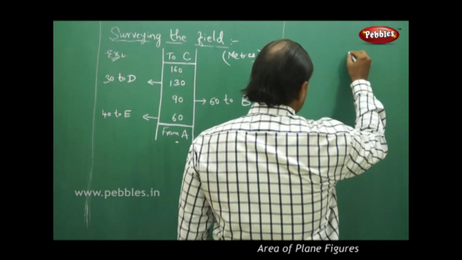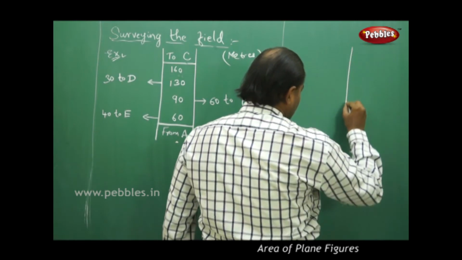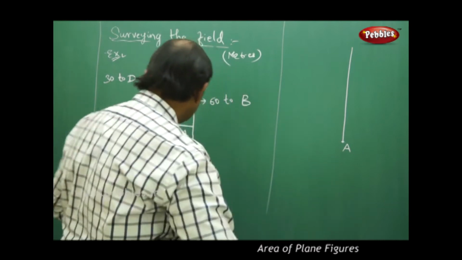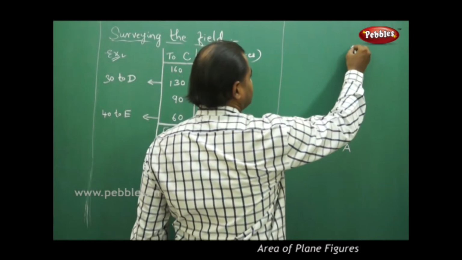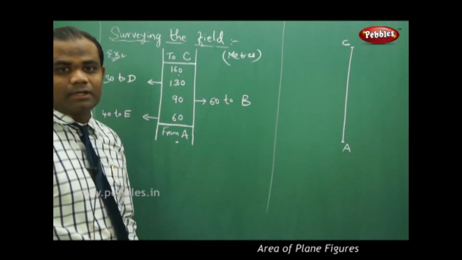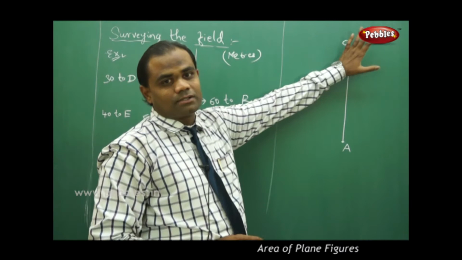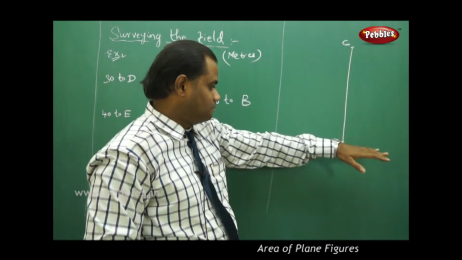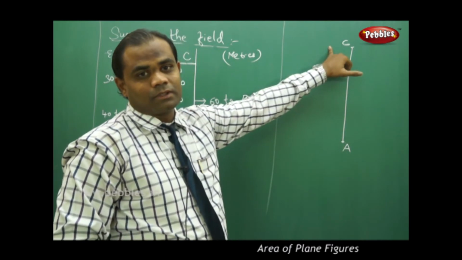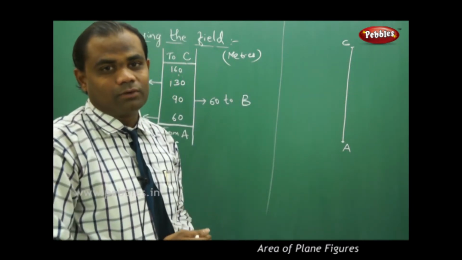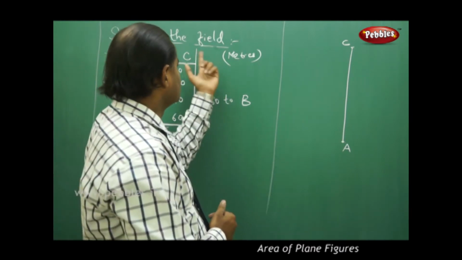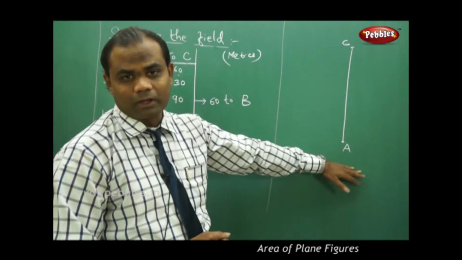Starting with A, let me draw a line from A to C, so that this whole length is 160 meters. Assuming the distance AC is 160 meters, I draw a vertical line from A to C. That is the first step which I follow in converting the given dimensions into the plane figure in case of surveying the field. This is my step one.